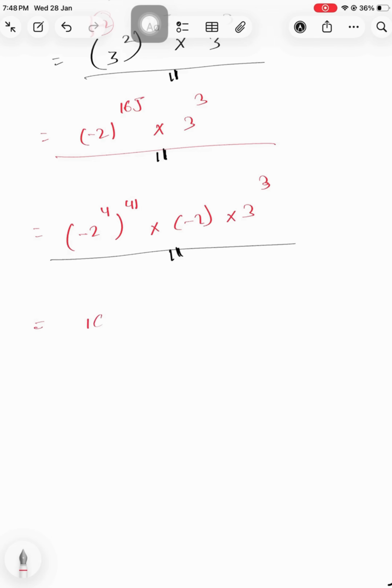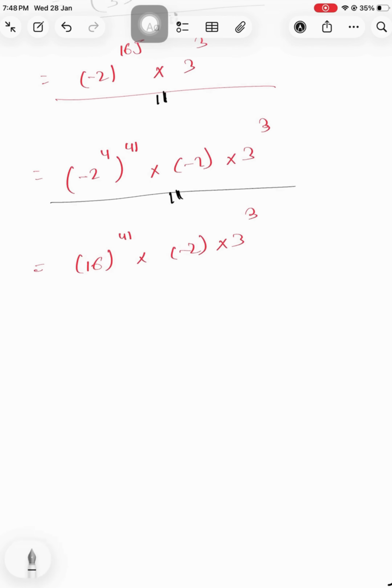Further it becomes 16 raised to the power of 41 into -2 into 3 cube upon 11. Finally, the 16 yields 5 as the remainder. As we have already considered 11 as the multiple, now this is 5 raised to the power of 41 into -2 into 5 upon 11.